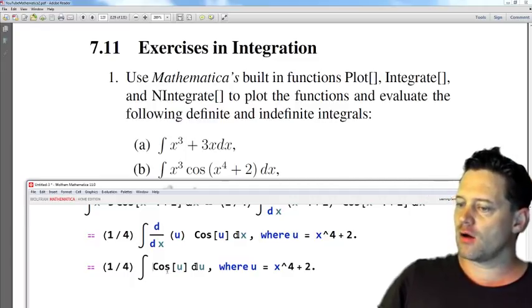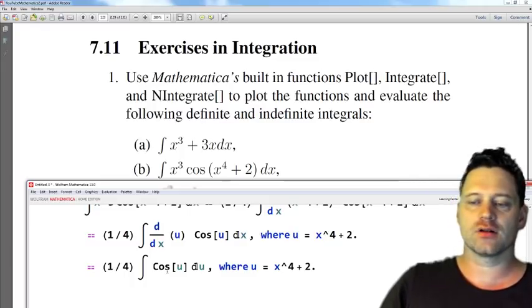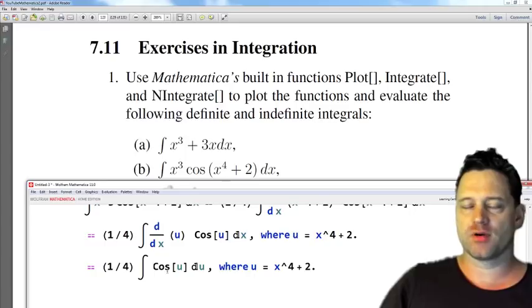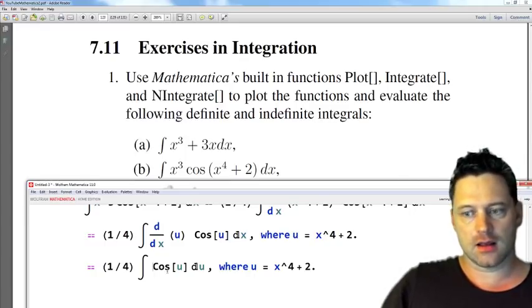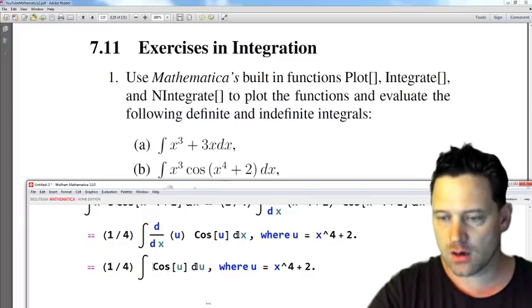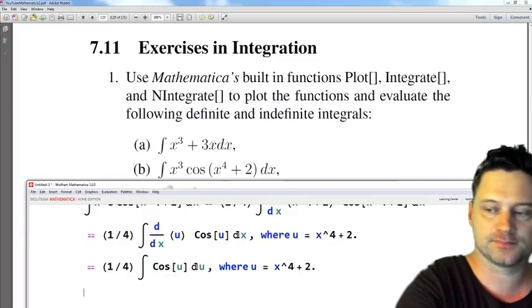All right, now this integral has become very easy because the integral of cos is sine. Remember, differentiate sine and you get cos. So the integral of cos is sine. Okay, now we can come down to the next line and simplify that.